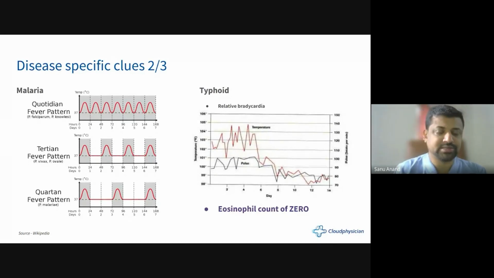Now, another very interesting thing, it's not really a classical sign, so to speak, but this is an important clue. If you see an eosinophil count of 0 in a patient who is suspected to have a tropical infection, typhoid should be on the top of your list. This almost exclusively happens only in typhoid, in the context of a tropical infection. There are multiple other causes of getting an absolute eosinopenia, but it's a very interesting thing to note. If you see an eosinophil count of 0, think typhoid.